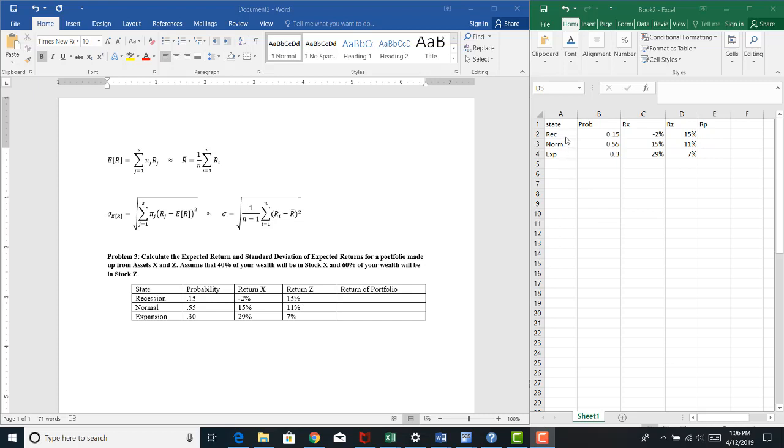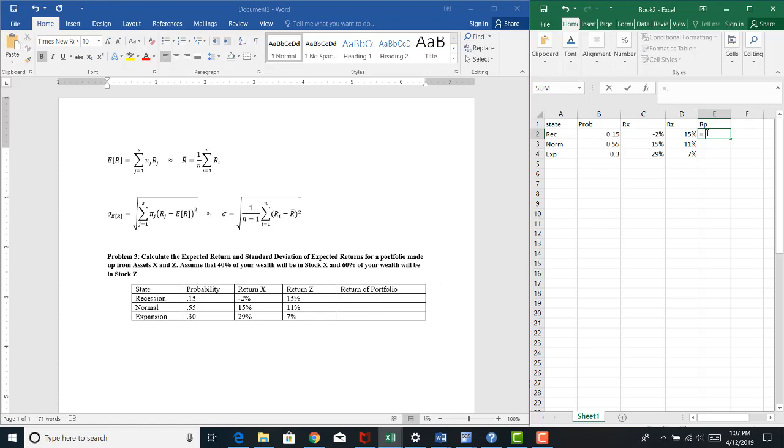So I'm going to do this in Excel here on the right. Here's the return of the portfolio, that last column. I need to figure out what the return for the portfolio will be in each economic state before I even begin to calculate the expected return of the portfolio. So I'm going to take the weighted average between the returns for X and Z, where the weights are given in the question. That is, I need to take 40% of negative 2% plus 60% of 15%, and that's going to give me the return of the portfolio in the recessionary economic state.